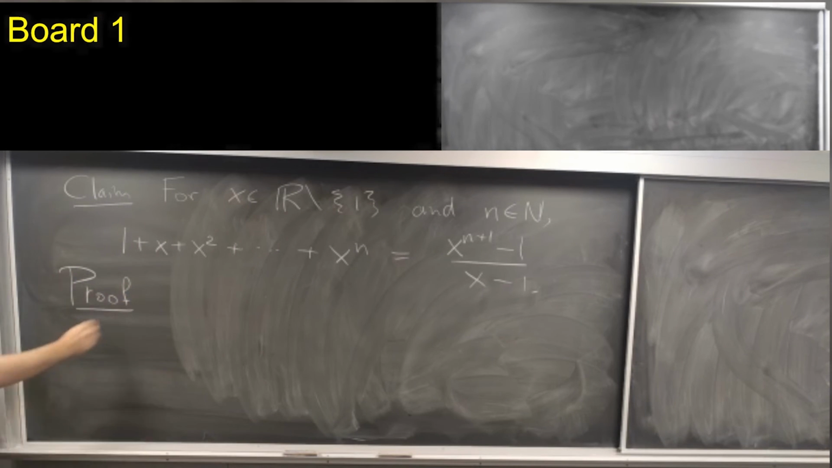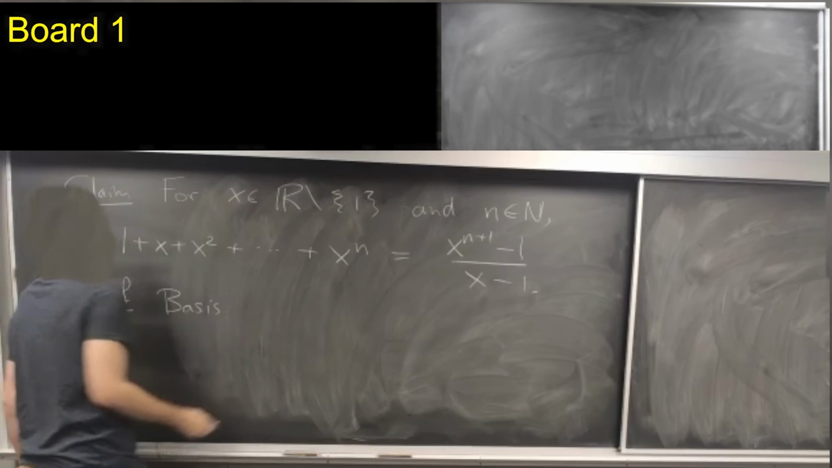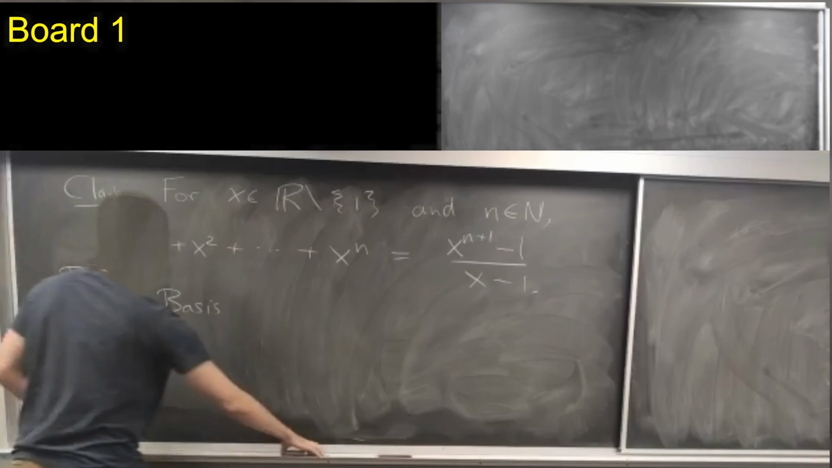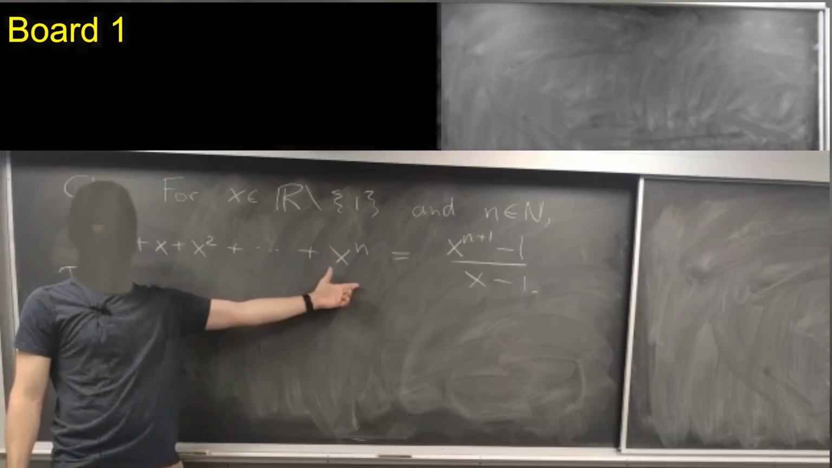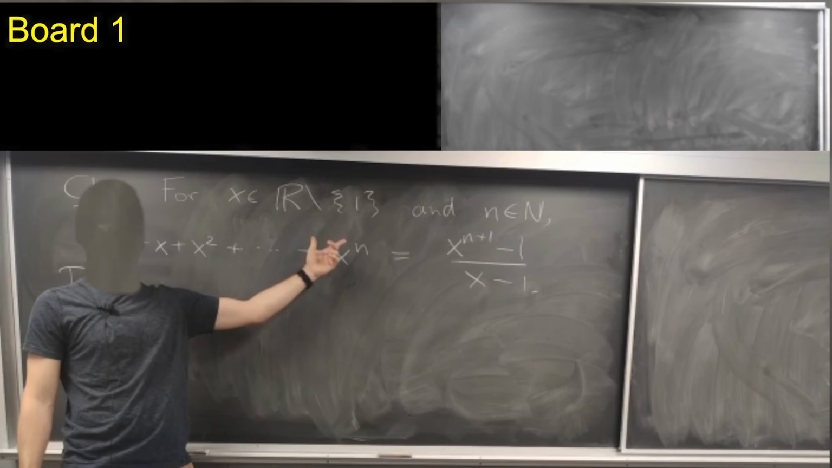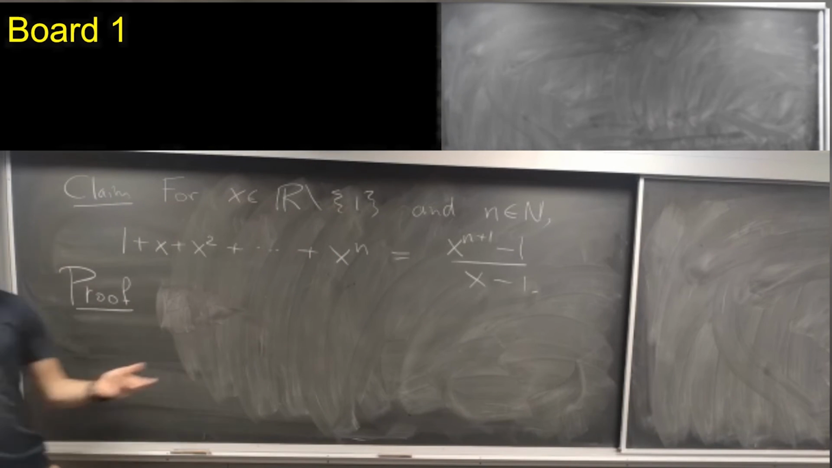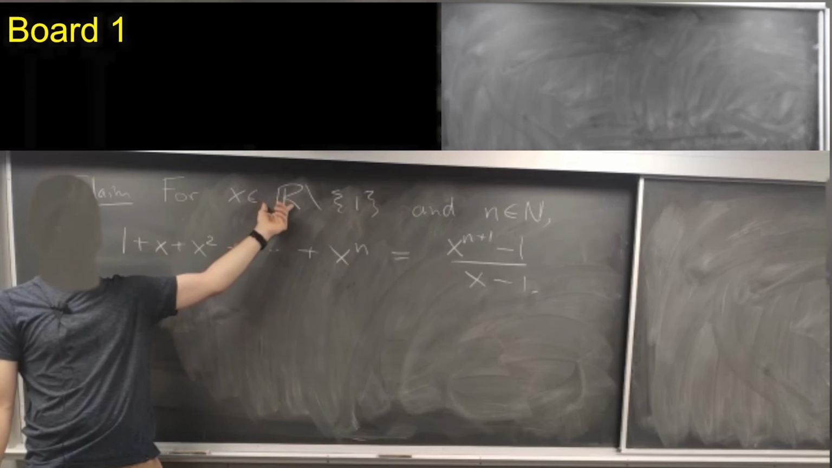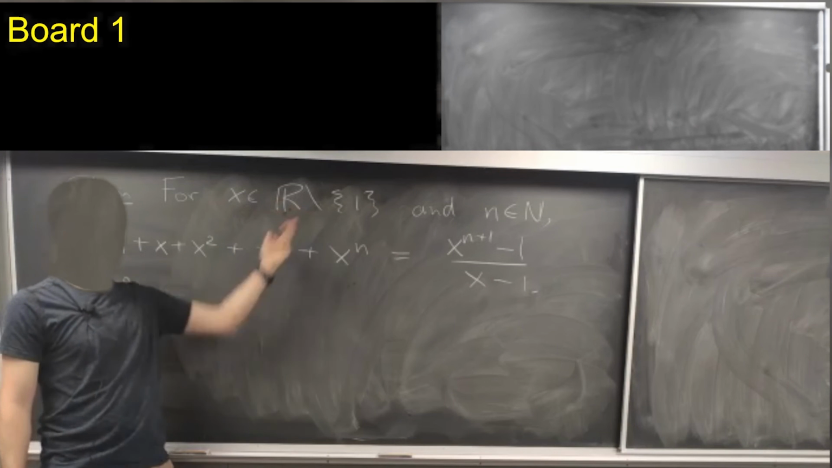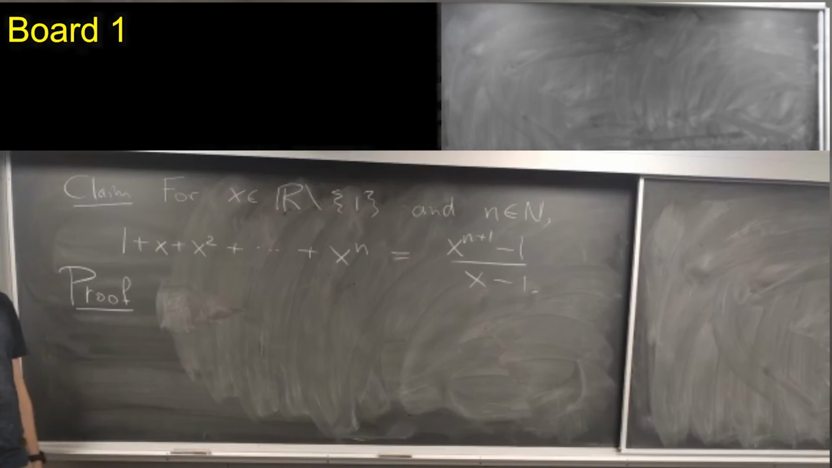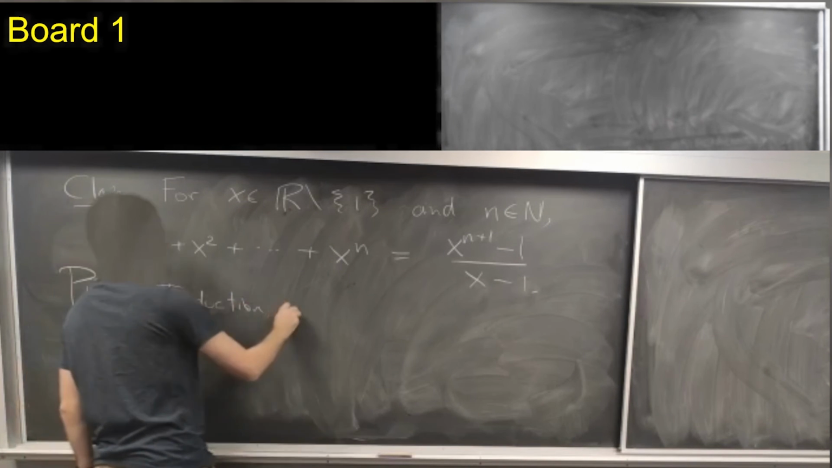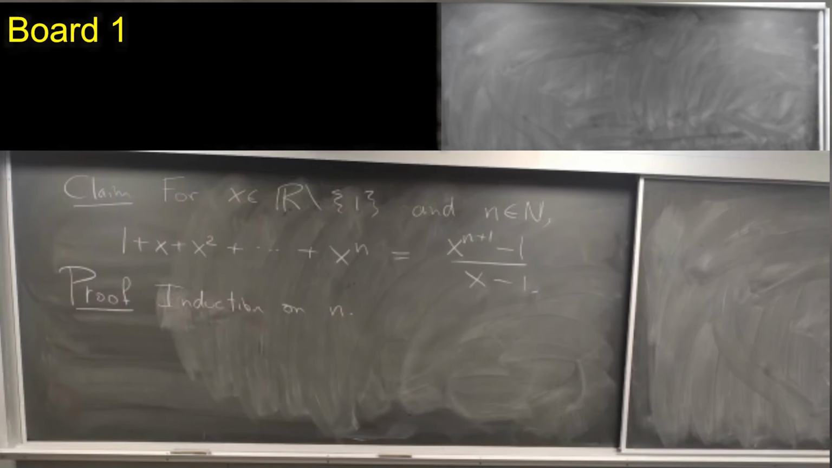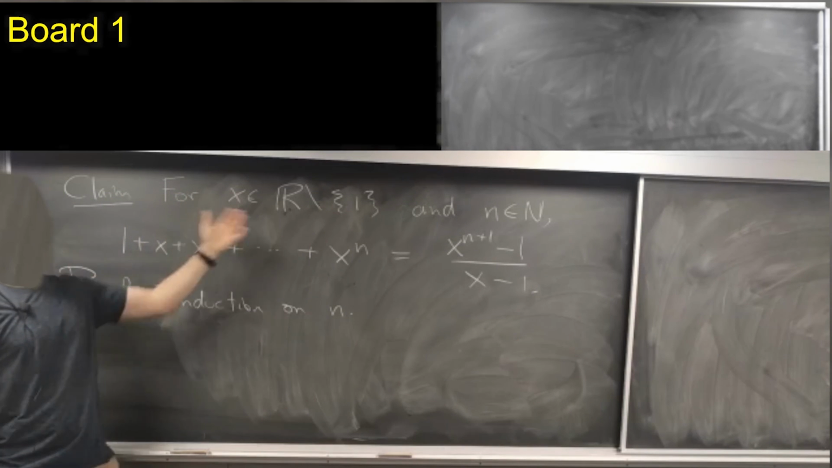So, proof. I'm going to do my basis. By the way, before I start that, I've kind of got two parameters here, right? I've got x and I have n. But hopefully it's clear, I'm not going to do induction on x because that's not going to make any sense, right? x is a real number. You can't really do induction on the real numbers. So we're going to be doing induction on n.